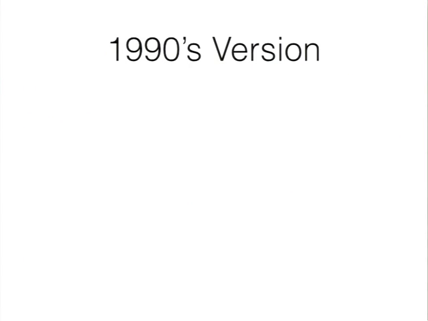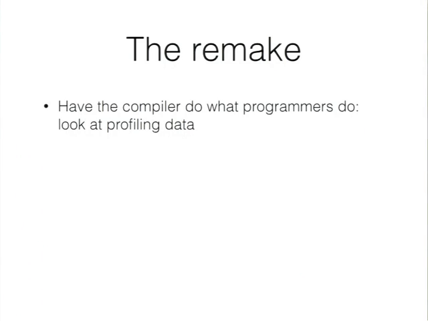Okay, so in the 90s version, what would have happened? We'd be done, and we'd try to run the program and be very sad that it wasn't as fast as we wanted it to be, and then claim that the whole idea is bunk. Okay, but in the remake, we try having the compiler do what programmers do, right?